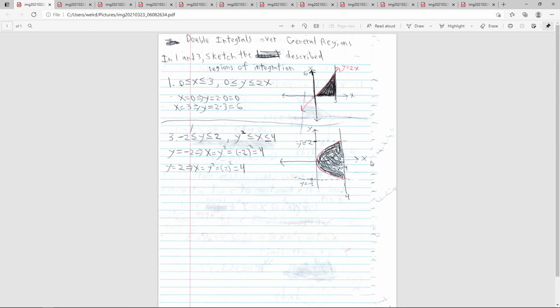And here it's a little bit more of a curve. y is from negative 2 to 2, so y equals negative 2 and y equals 2 are the bounds. And x equals 4 is a bound here, and x equals y squared. You could technically graph y equals square root of x on a calculator as well. Make sure you get the positive and the negative parts.